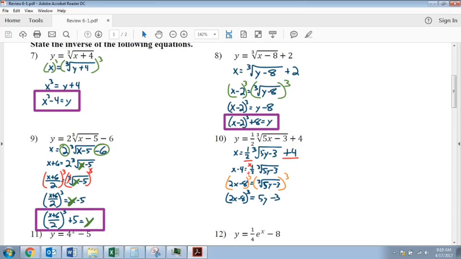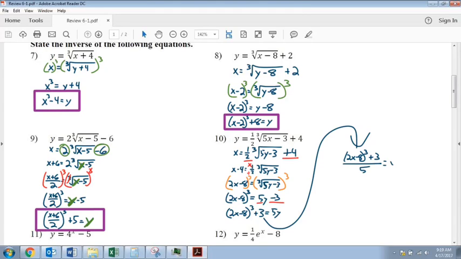Then, last but not least, we've got to move the 3 and the 5. Almost there. So we've got 2x minus 8 to the third plus, not 8, plus 3 equals 5y. And then I'm going to rewrite all this to get 2x minus 8 to the third power plus 3, over 5, equals y. And that is your final answer. Okay?